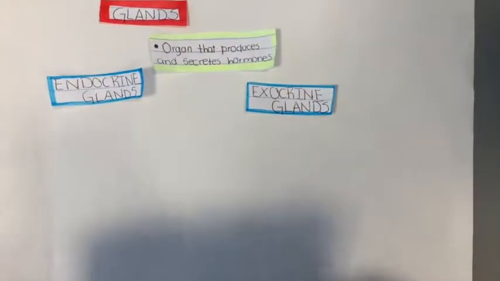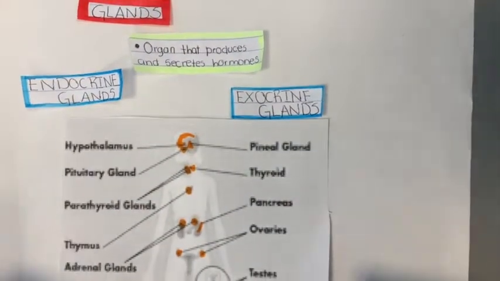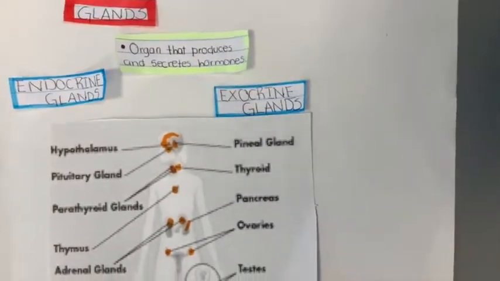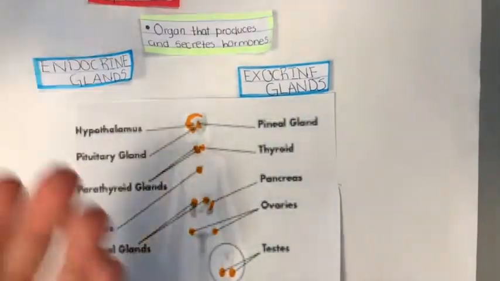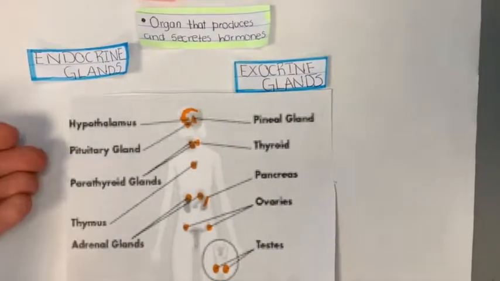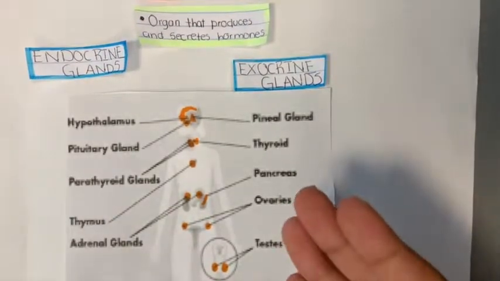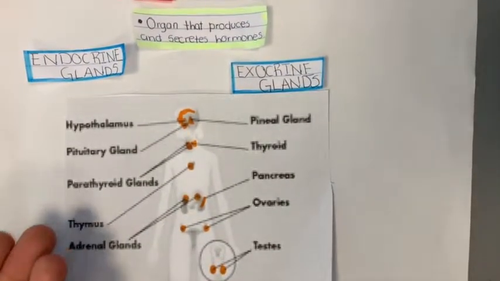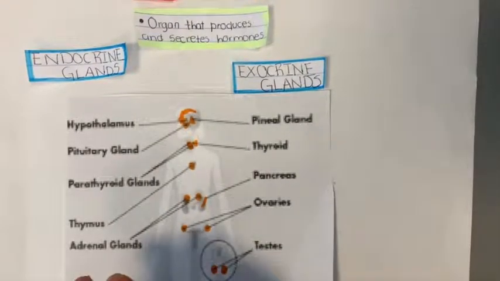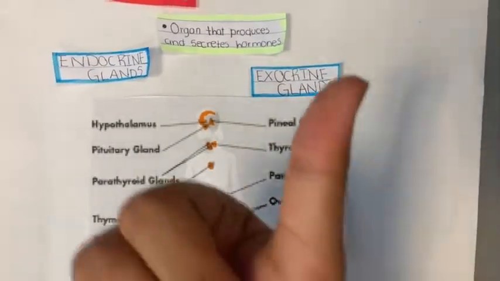Now, there are different types of glands. There's the hypothalamus, the pineal gland, the pituitary gland or the hypophysis, the thyroid gland, the parathyroid glands, the thymus, the pancreas, the two adrenal glands, the ovaries, and the testes. Now we're going to talk about hormones.